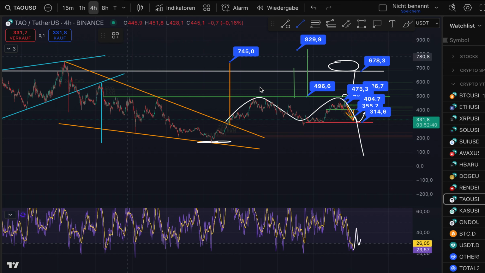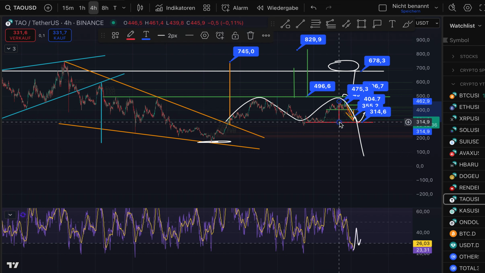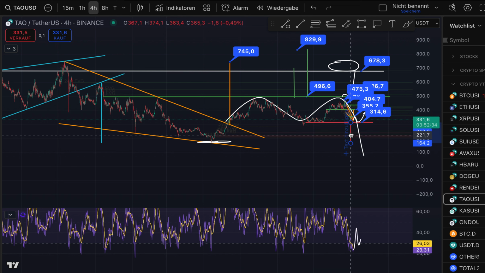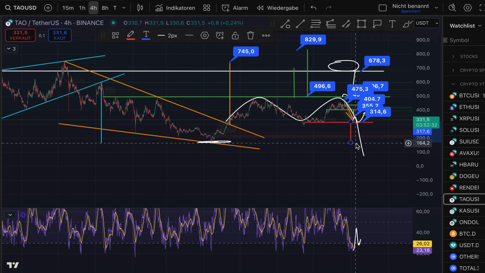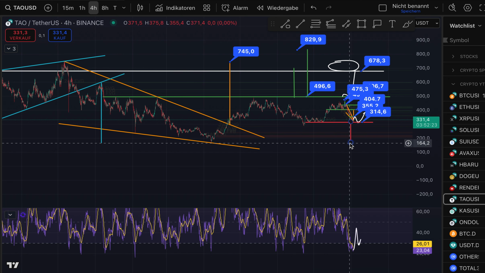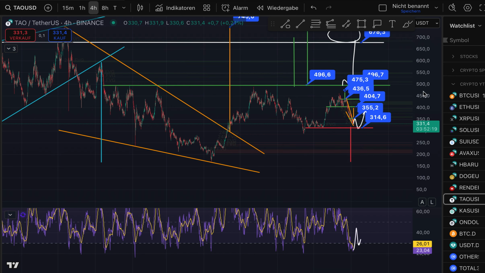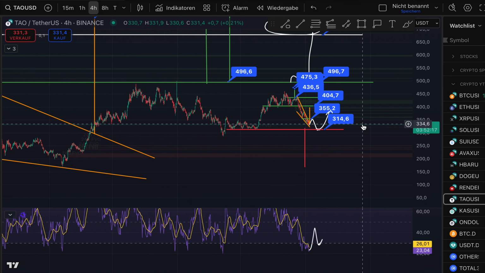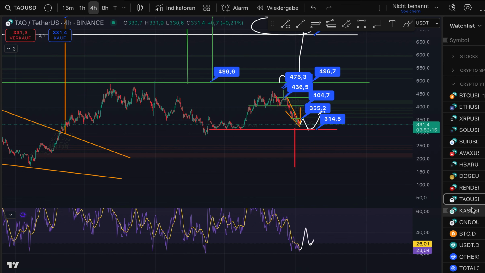We can just measure what would happen if we break this to the downside. Then we would see the 164 US dollar again, which is exactly the same level here, but I think we have more chances breaking this also to the downside. But first, let's see for the $314 if we even get there. And once we break it to the downside, we can talk about more bearish scenarios.